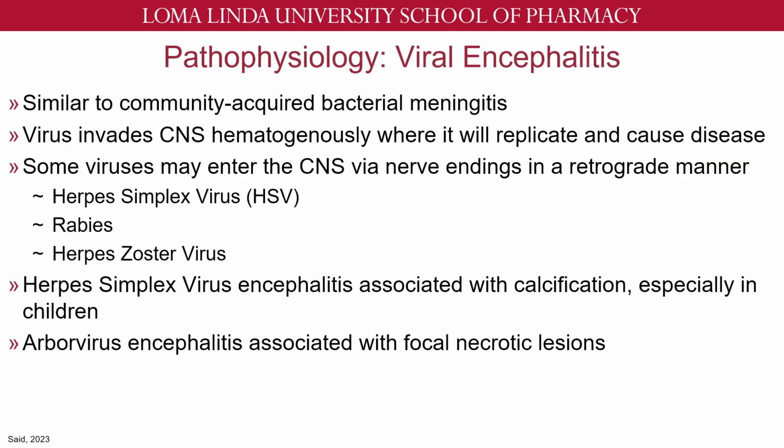All right, and then we have our viral encephalitis. It's very similar to community-acquired bacterial meningitis. However, this time, instead of a bacteria, it's a virus that will invade the CNS hematogenously, where again it will replicate and cause disease. Some viruses may enter the CNS via the nerve endings in a retrograde manner. These viruses include herpes simplex virus, rabies, and the herpes zoster virus. The herpes simplex virus specifically is associated with calcification, especially in children. And then we also have arbovirus encephalitis, which is associated with focal necrotic lesions.